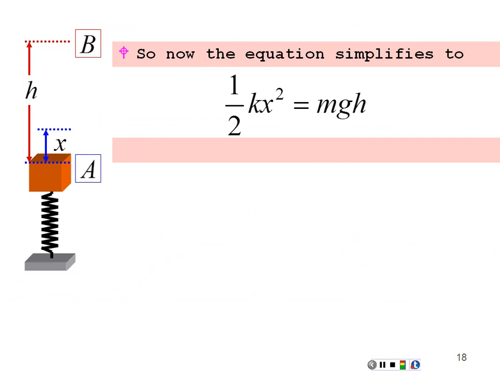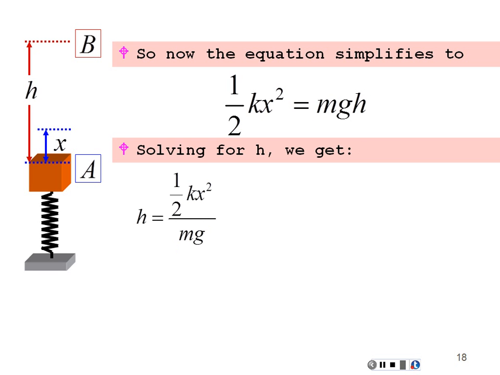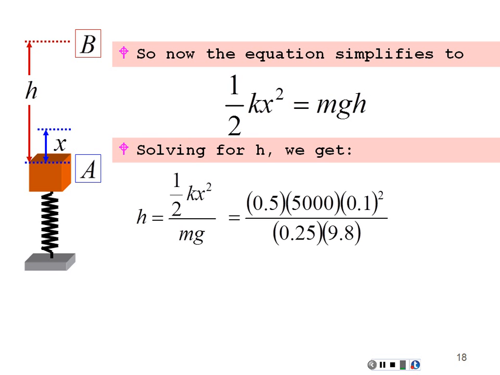We want to solve this for the height at point B. Divide both sides by mg, and we get that the height is 1/2 kx squared over mg. 1/2 times our k constant, 5,000 newtons per meter. We compress the spring a distance x equal to 0.1 meters. Square that. The mass was given as 0.25 kilograms. g is 9.8. This thing will go up to a height of 10.2 meters.